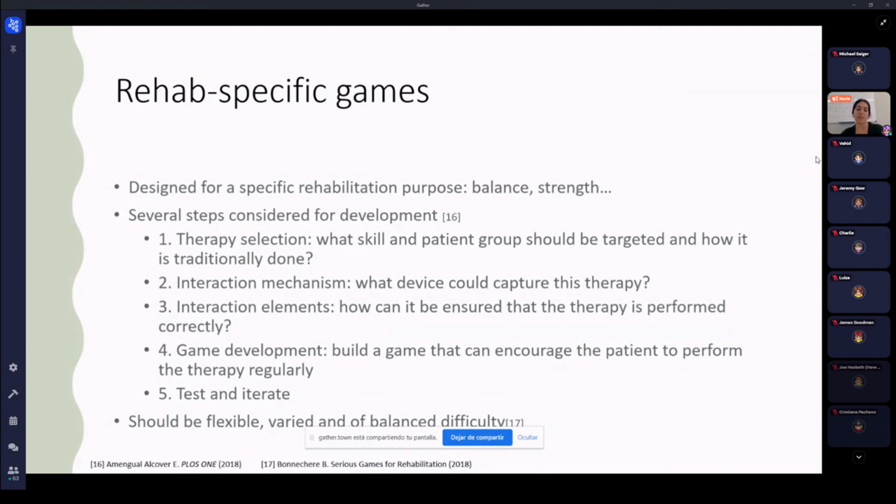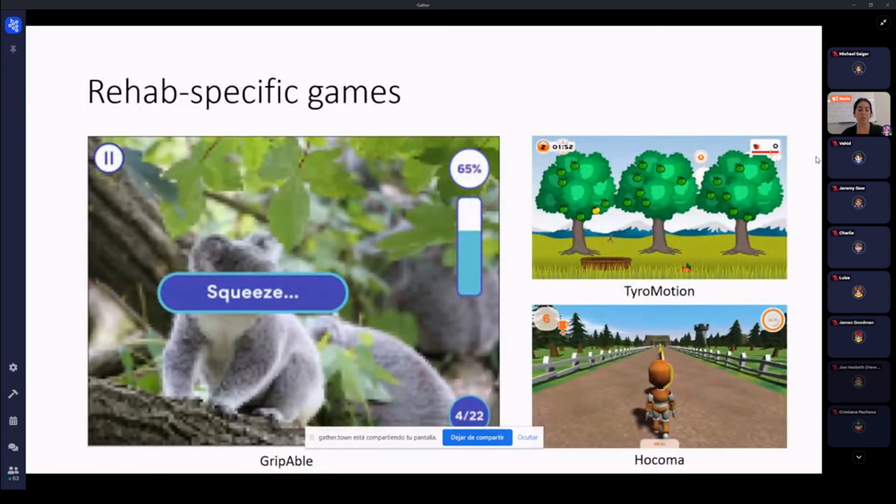So there is a general agreement that the games developed need to be flexible, varied, and of balanced difficulty, such that they can target several or different individuals at different stages of the recovery. So I included some pictures of some of these rehab-specific games that some companies have developed.